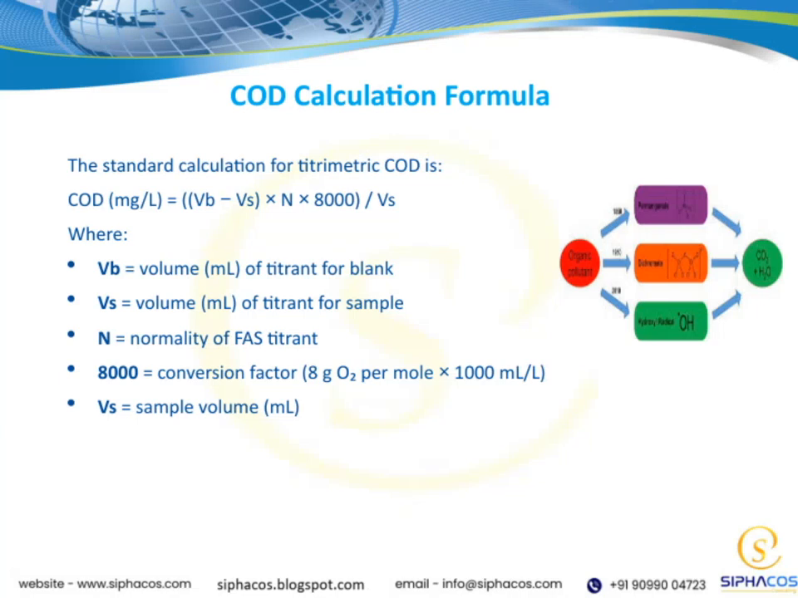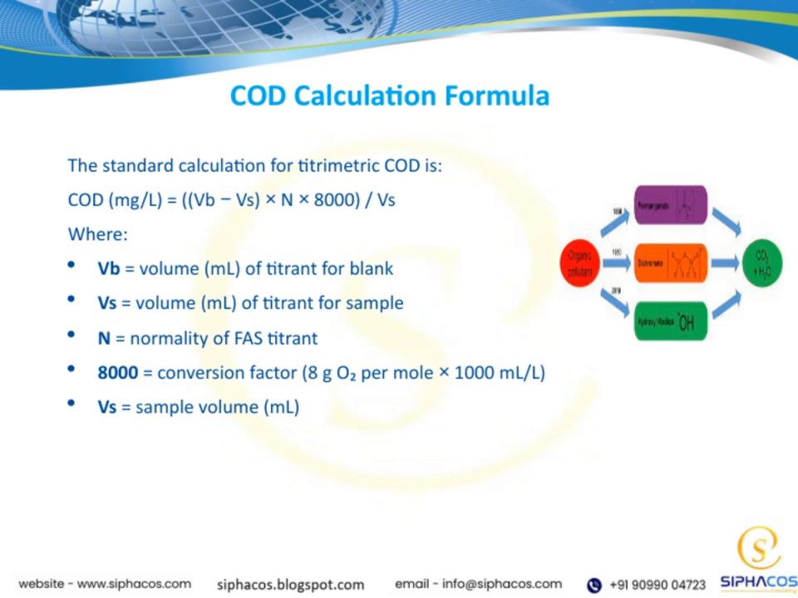Let's take a closer look at the COD calculation formula. The standard method for measuring chemical oxygen demand using titrimetric analysis involves this equation. COD in milligrams per liter is equal to the difference between the blank titrant volume and the sample titrant volume, multiplied by the normality of the titrant, and then scaled by a factor of 8,000.